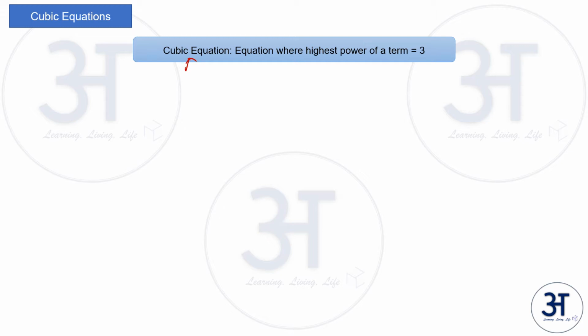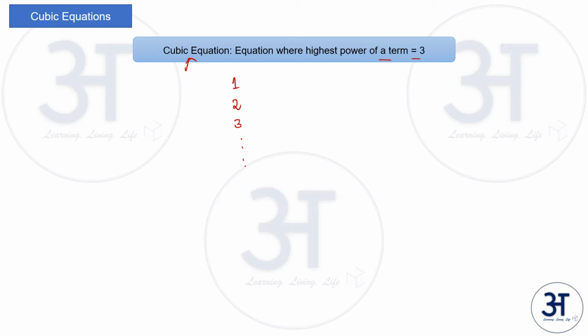A cubic equation is an equation where the highest power of a term is 3. So here if you observe in this definition, they did not mention anything about the number of variables. So the number of variables can be either 1 or 2 or 3 or so on.